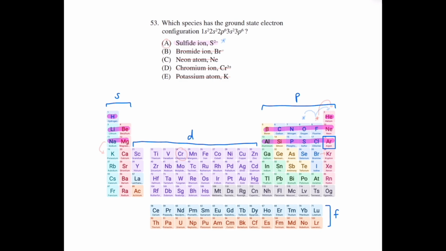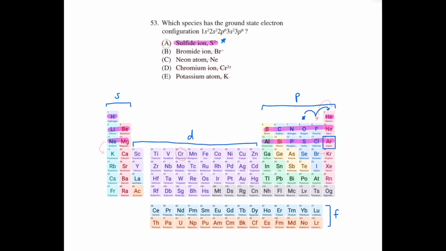So for A, sulfide ion, S2-, we are adding 2 electrons to sulfur. So sulfur is located in this column, but we're adding 2 electrons. So sulfur is actually chemically equivalent to argon in this ionic state. So let's remember sulfide ion as a possible option.